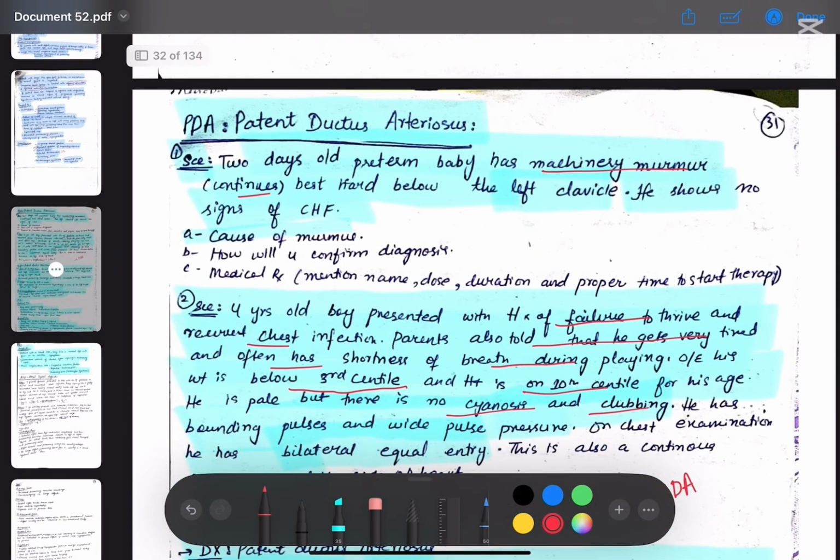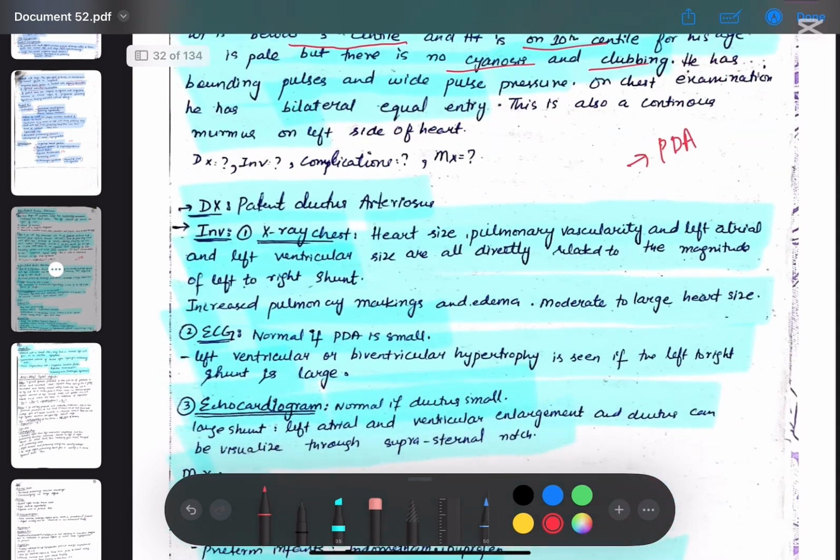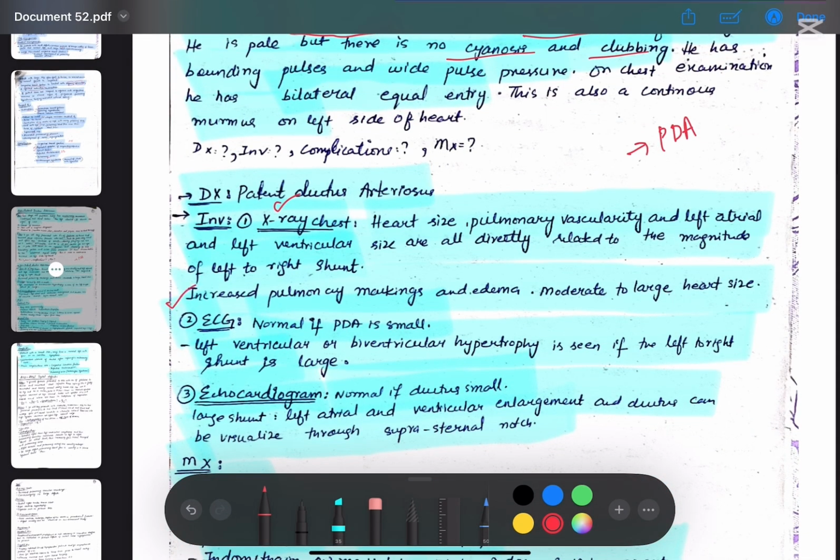We come to know that if the machinery murmur is present, the patient is below the 10th centile, cyanosis and clubbing are absent, and the patient has failure to thrive, then this is PDA. And these are the investigation options, that is X-ray chest, ECG, and echocardiogram.